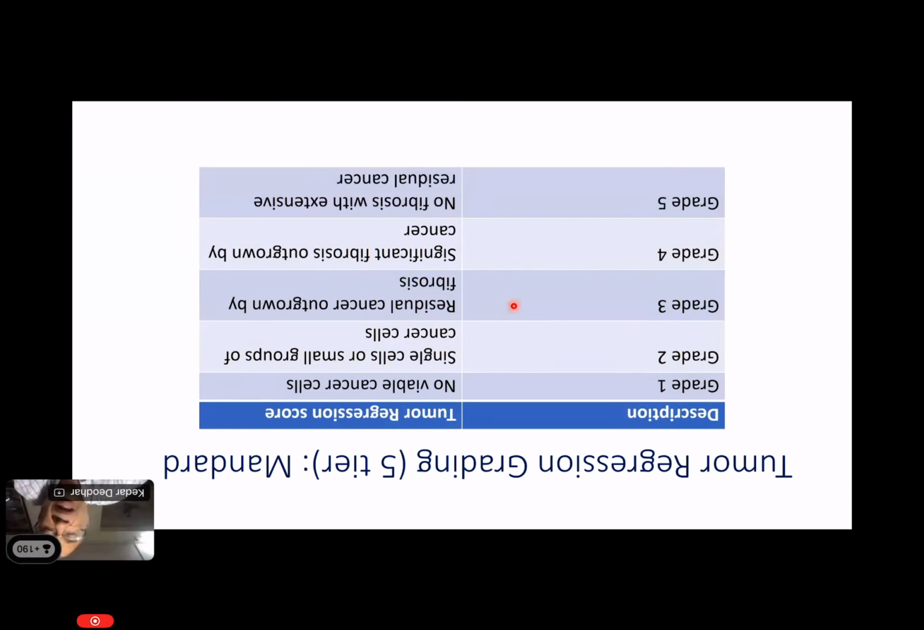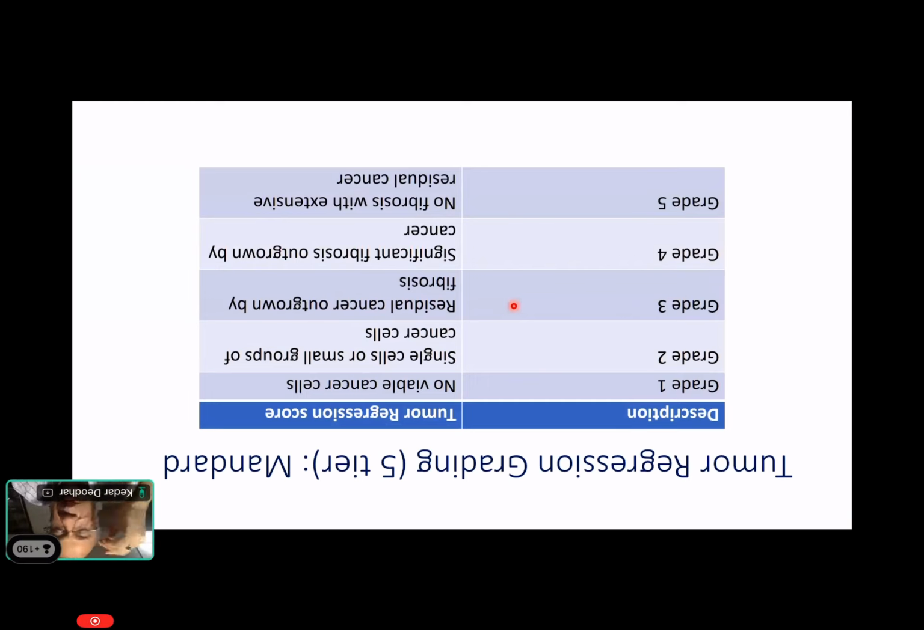Coming to response to neoadjuvant therapy, it is to be given whether we have complete response or partial response, and we have different tumor regression grading scoring systems, such as Mandard or modified Ryan and so on and so forth. If we see only acellular mucin, that is taken as complete response and not as residual tumor. This is a tumor regression grading 5-tier system, which is called the Mandard scoring system.